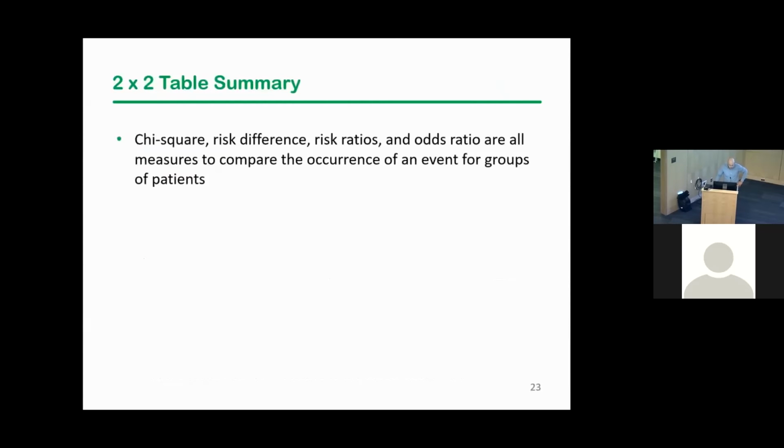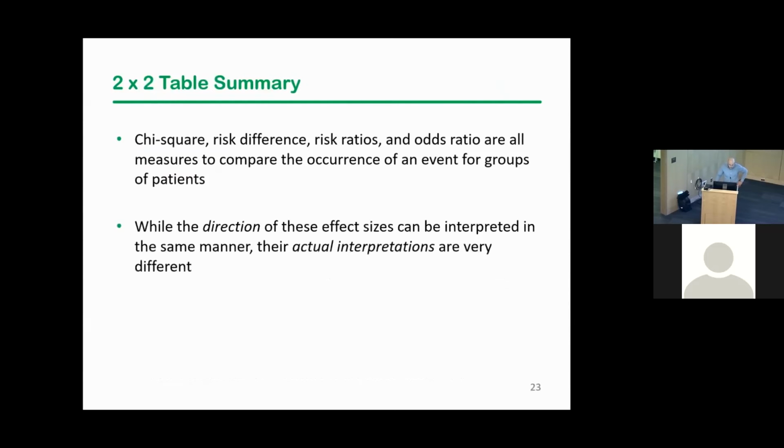So in summary, for a 2x2 table, some of the measures we can calculate are chi-squares, risk differences, risk ratios, odds ratios. These are all very, very common. You'll see them throughout the literature. While the direction of the effect sizes can be interpreted similarly, like we saw odds ratios and risk ratios both told us that there was a meaningful difference between the exposed and unexposed group in our example, the actual interpretations are a little bit different. So keep it risk versus odds. Keep those two things separate in your head. And as we talked about, risk ratios are fundamentally not appropriate for case control studies, but you can use odds ratios anytime.